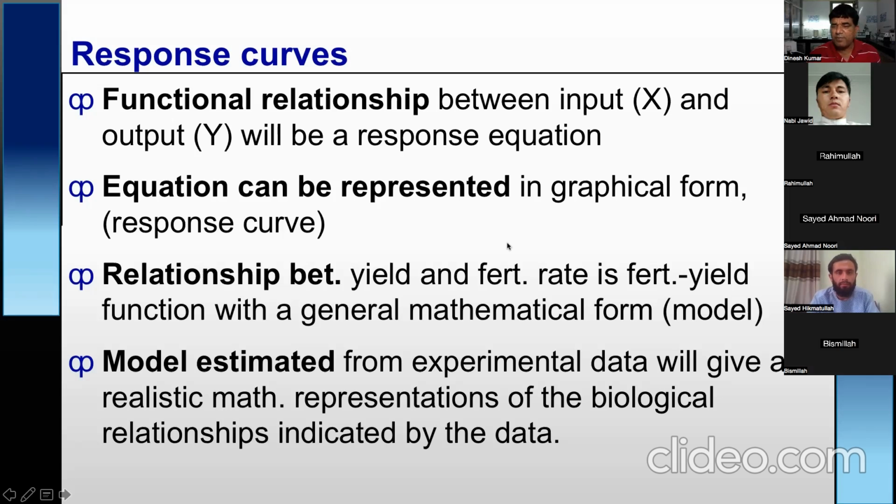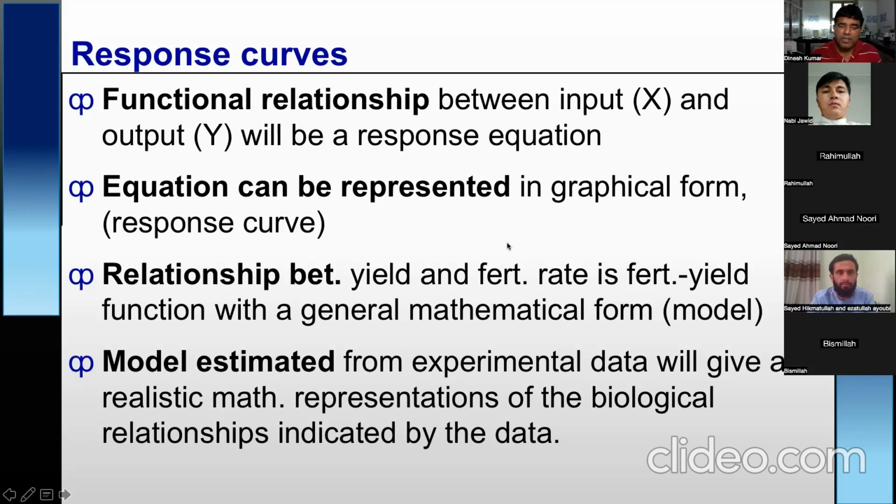The relationship between yield and fertilizer rate is called the fertilizer yield function, with a general mathematical form or model. Friends, these models, equations, and curves are the same thing. There is no difference. Some people call them response curves, production functions, or models, but they remain the same. It is only the way people call them. For the same equation, you can call it a model also.